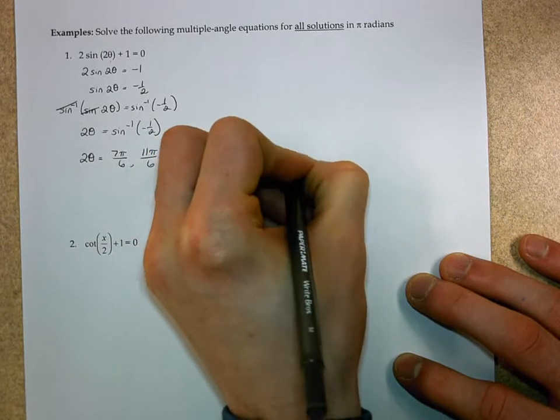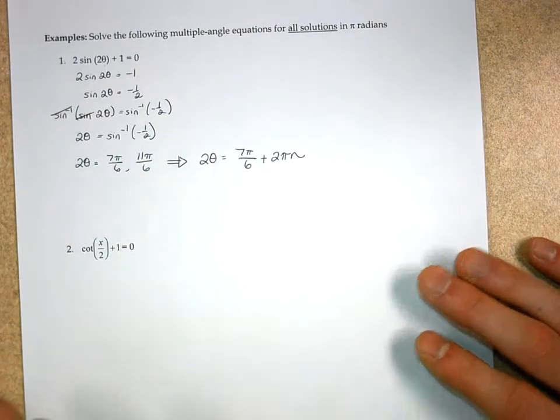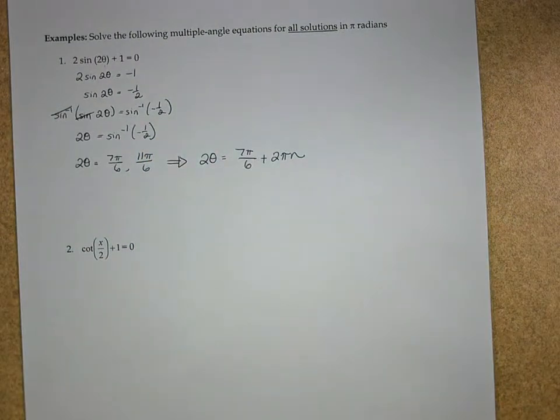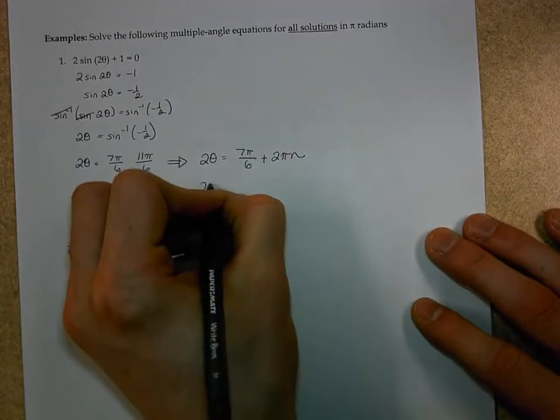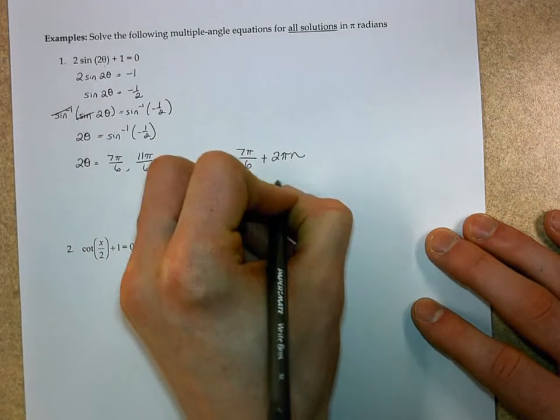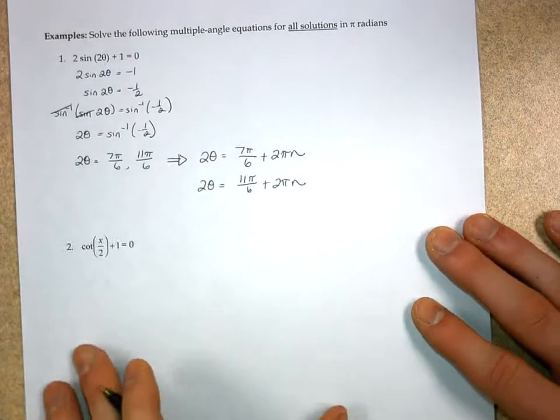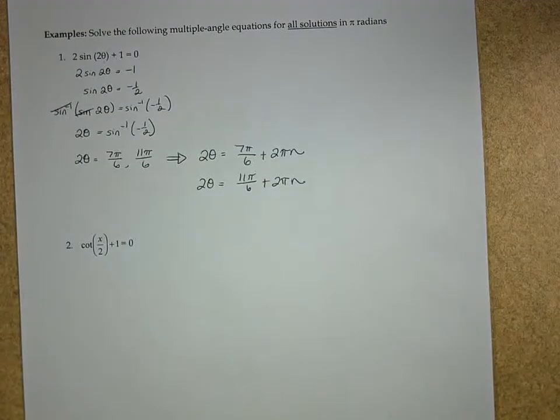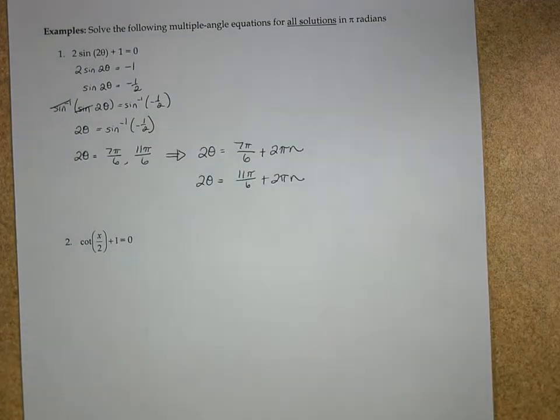So really, what this is going to be is 2 theta is equal to 7 pi over 6 plus 2 pi n. Remember, all solutions, that plus 2 pi n tells me every single time around the unit circle. And then 2 theta is equal to 11 pi over 6 plus 2 pi n. Once I have that written in my format that I've done before, now I can finalize my answer by dividing every single piece by 2.